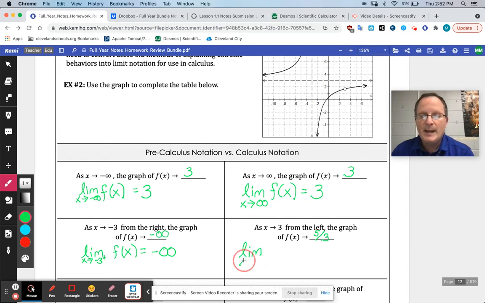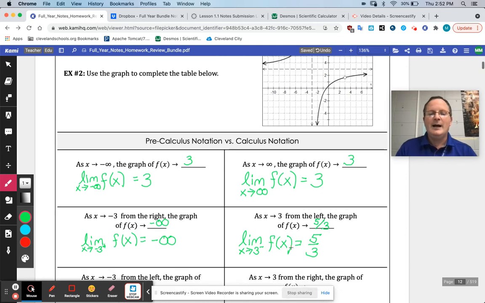So the limit as x approaches 3 from the left, coming from the left, we never get to 5/3. There's a hole there. There's a hole in the road at that point. That's okay. It's a small one. It won't mess up your car. That's 5/3.